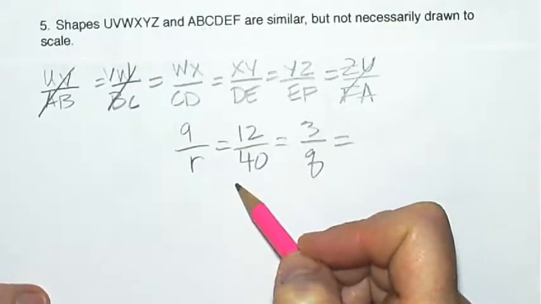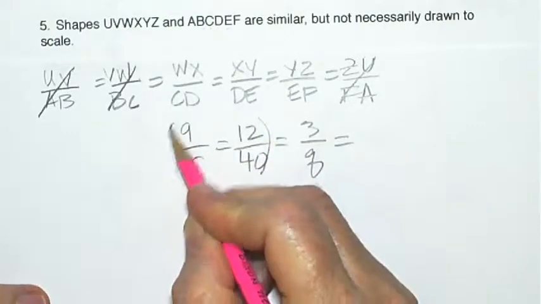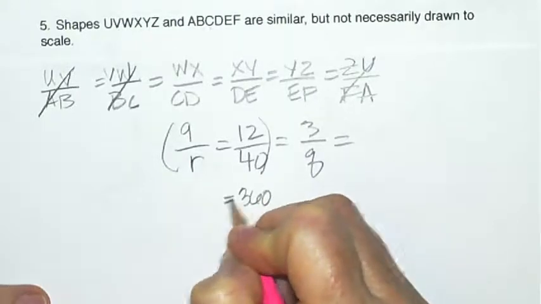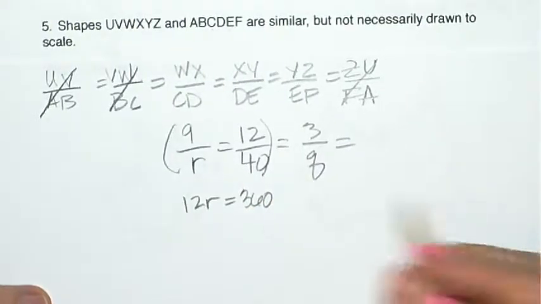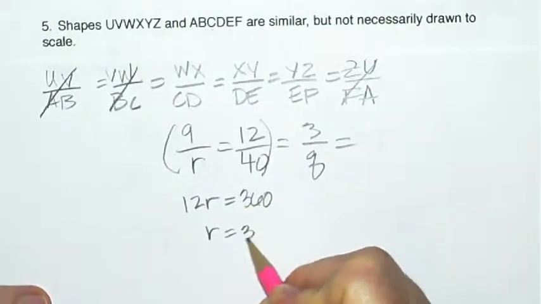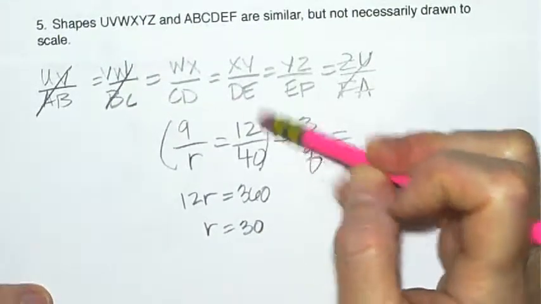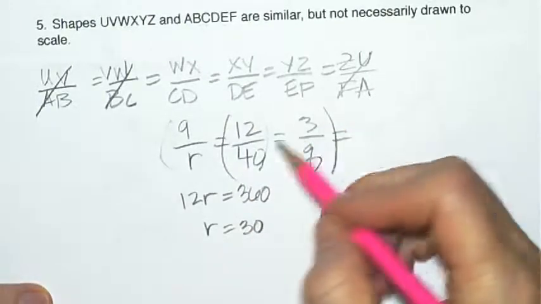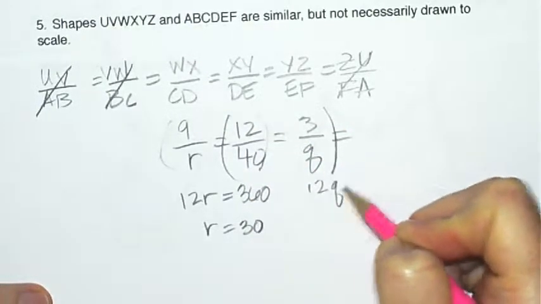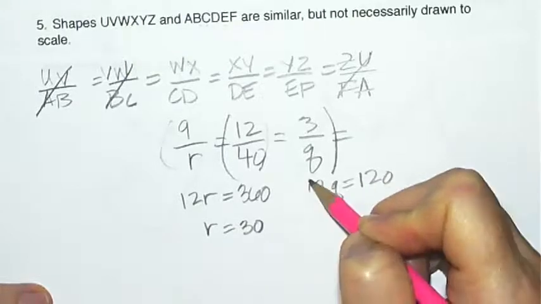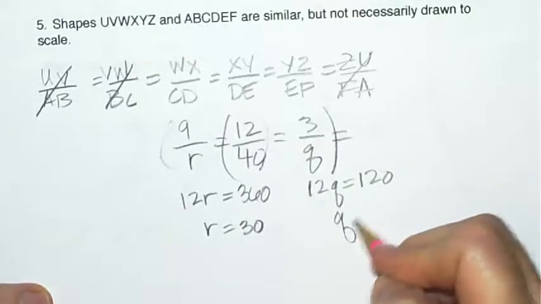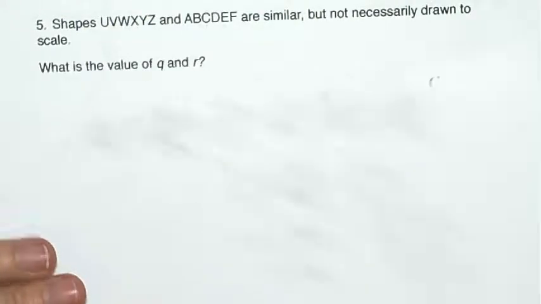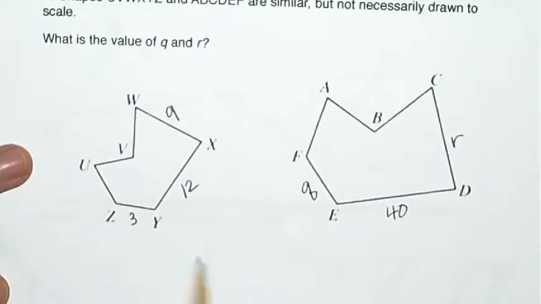So I'm going to cross multiply and divide to solve for R in this proportion. That's going to give me 360 equals 12R, and if I divide by 12, R equals 30. And then I'm going to switch over and look at this proportion. So 12Q equals 120. So divide both sides by 12 and Q equals 10. Could you have done it without all of this? Yeah, you probably could have.